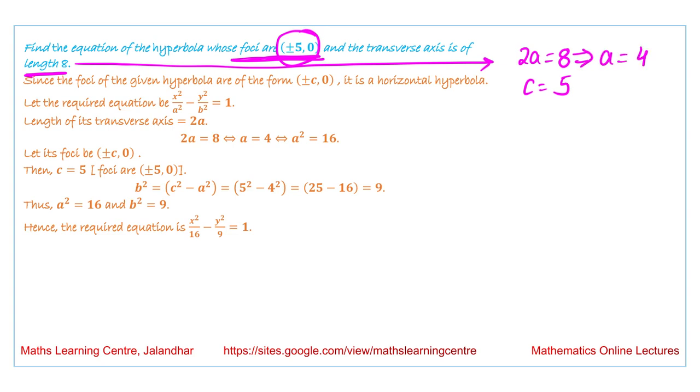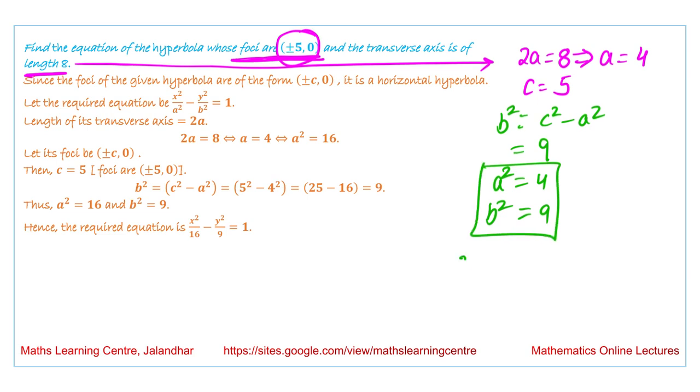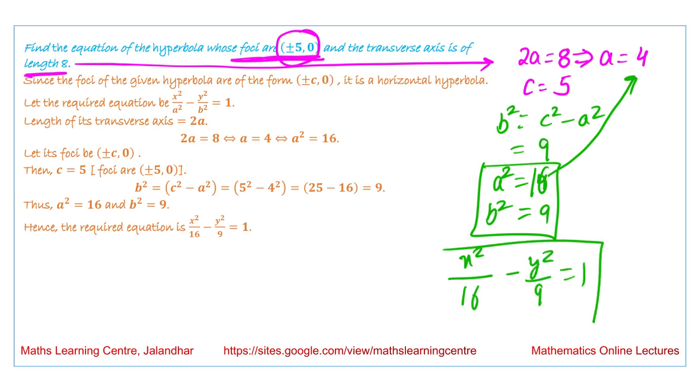From these two values we can calculate b square is equal to c square minus a square. So we get the value is equal to 9. So we have a is 4, so a square is 16, b square is equal to 9, and the equation we know is x square over a square minus y square over b square. So we are writing x square over 16 minus y square over 9 is equal to 1. So this is the required equation of the hyperbola.